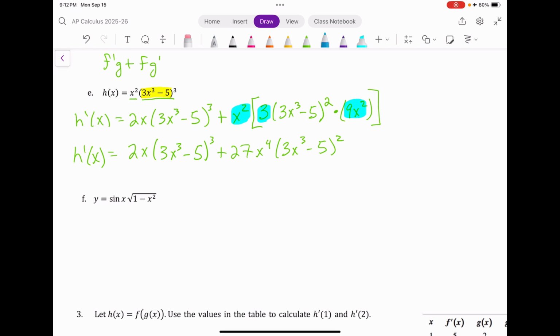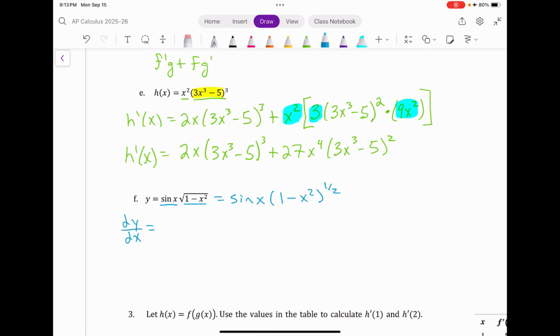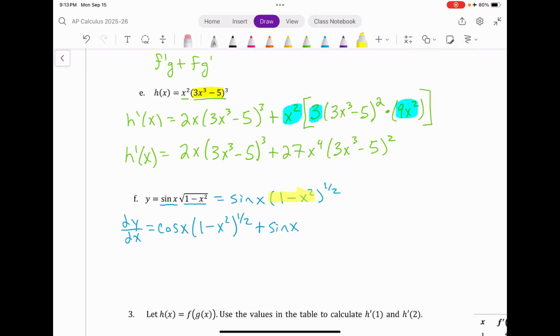All right, let's do the next one. Okay, so this one will require us to use the product rule as well. So we want to rewrite it to be sine of x times 1 minus x squared to the 1/2. Okay, so dy dx, right? So product rule again. So cosine x times 1 minus x squared to the 1/2, and then plus sine x, and then times the derivative of this, so that's the inner function, right? So we're going to use the chain rule here.